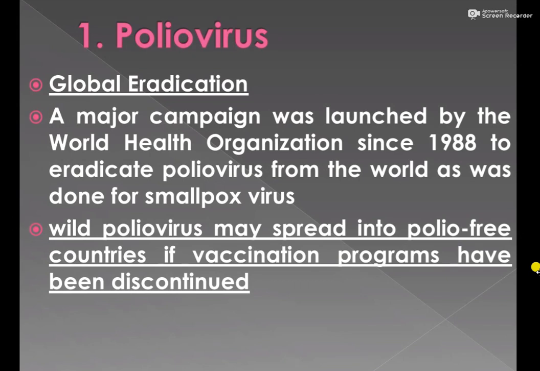Global eradication is very important. Poliovirus may spread into polio-free countries if vaccination programs have been discontinued. There is a global eradication program that was supposed to achieve eradication of the virus by the millennium, the year 2000, but it did not happen. There are still some countries that have poliovirus, including Iraq, not completely eradicated.